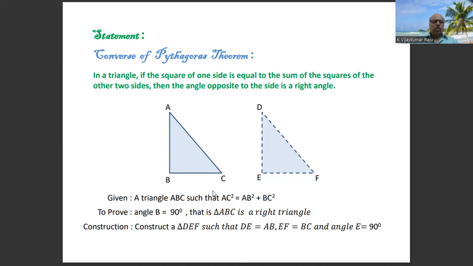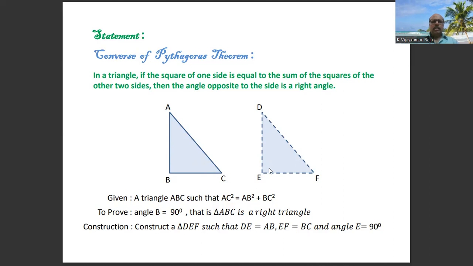Now to prove that, we construct another triangle. We construct a triangle DEF. How do we construct it? We construct this triangle taking length of DE equal to length of AB, length of BC equal to length of EF, and I draw angle E as 90 degrees.